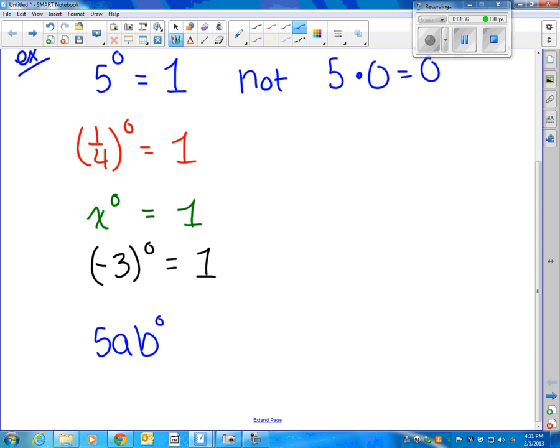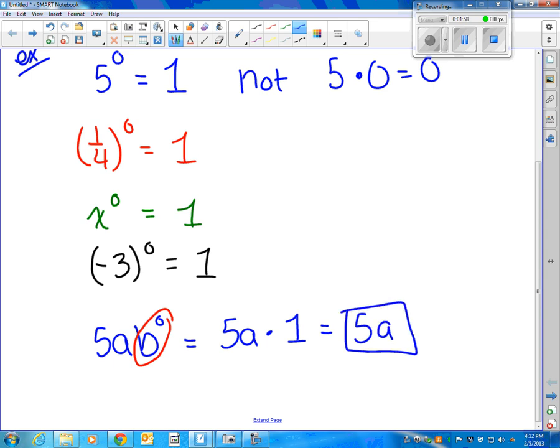5ab to the 0 power. In this example, the only thing raised to the 0 power is the b. The 5 and the a, they do not change. So this is 5a. b to the 0 is equal to 1, which is just simply 5a. So those are all examples of something raised to the 0 power.